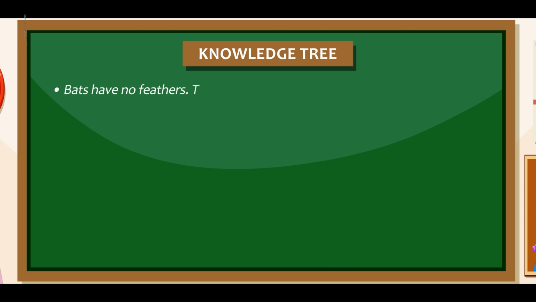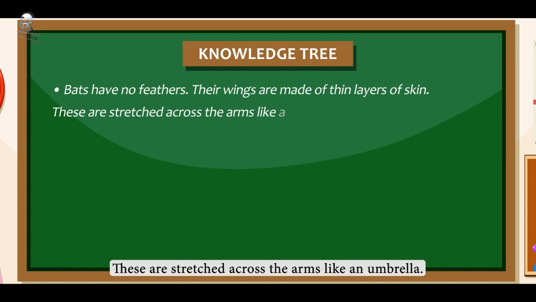Knowledge tree. Bats have no feathers. Their wings are made up of thin layers of skin. These are stretched across the arms like an umbrella.